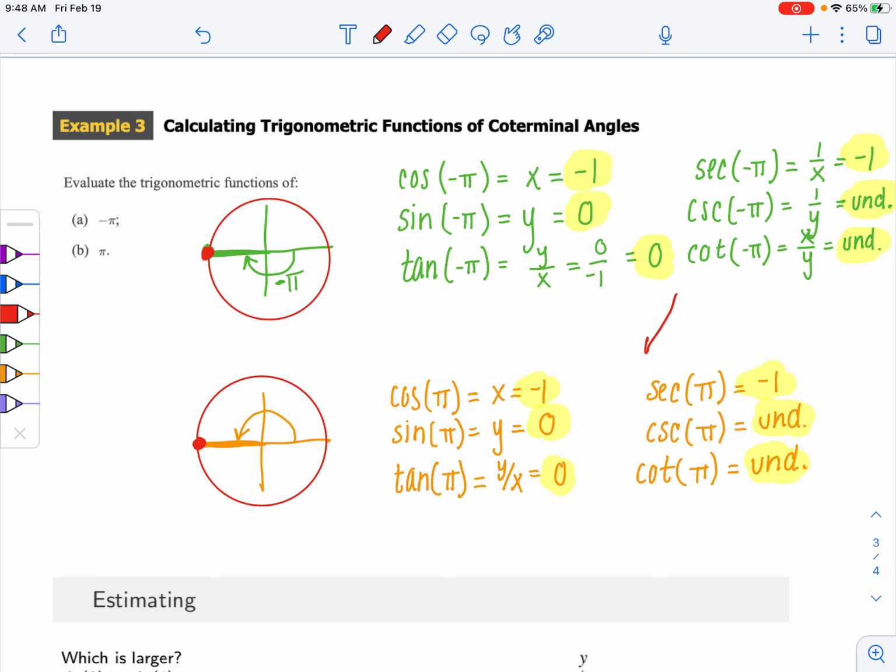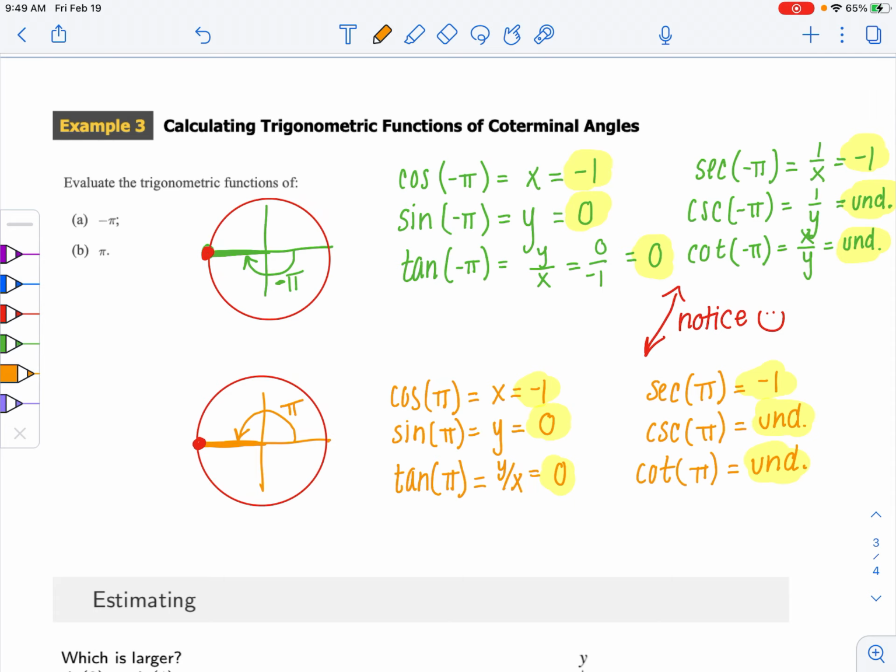What do you notice? They're the same. Yay! They're the same because it's the same terminal side. No matter if it's positive pi or negative pi, if it is the same terminal side, the same point, every trig function is going to be the same.